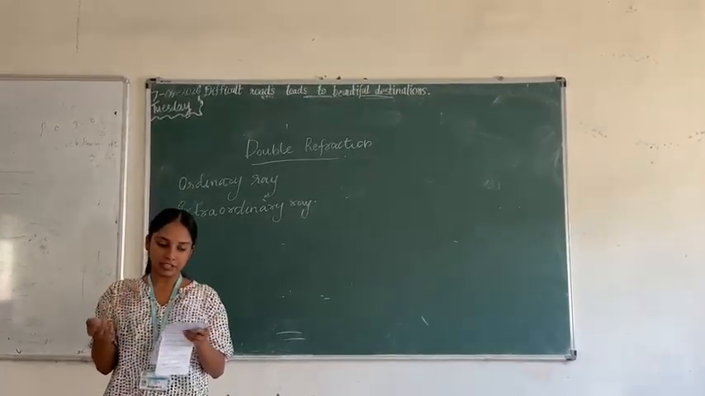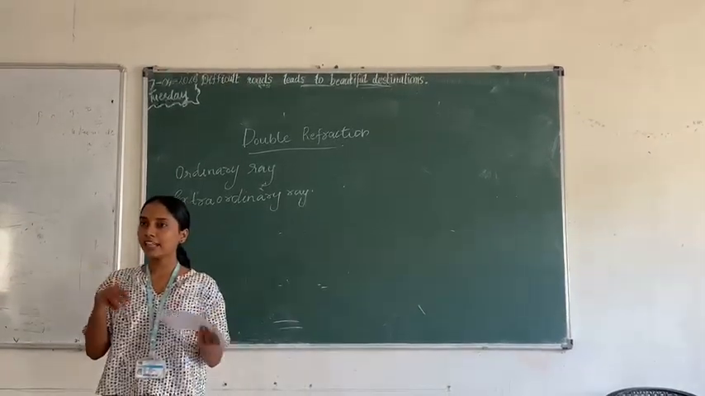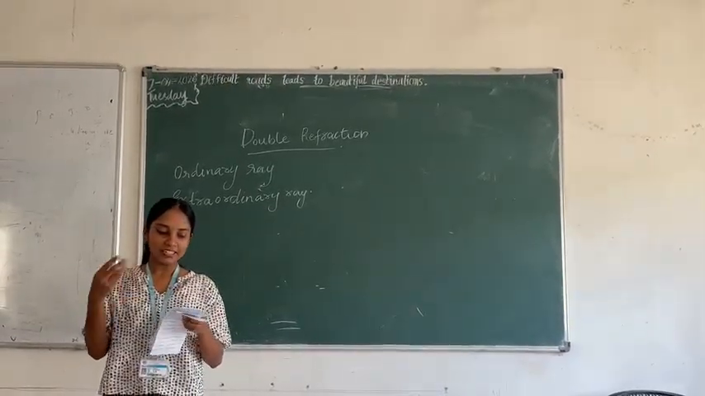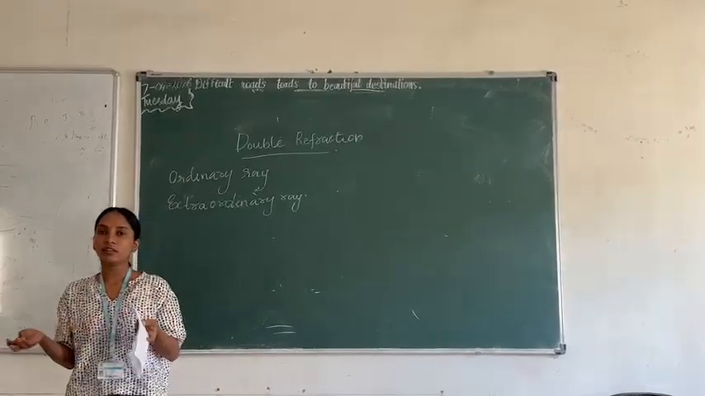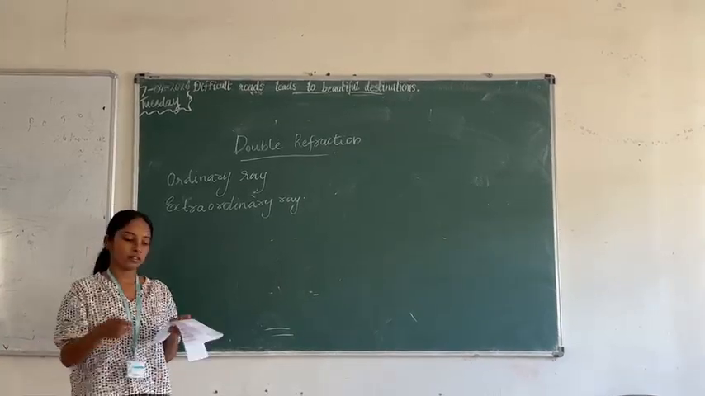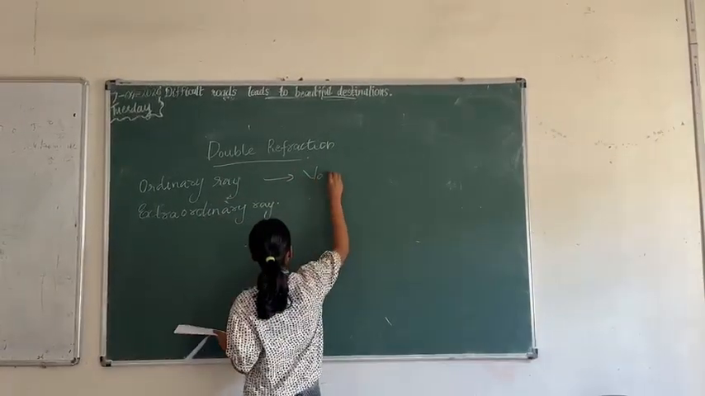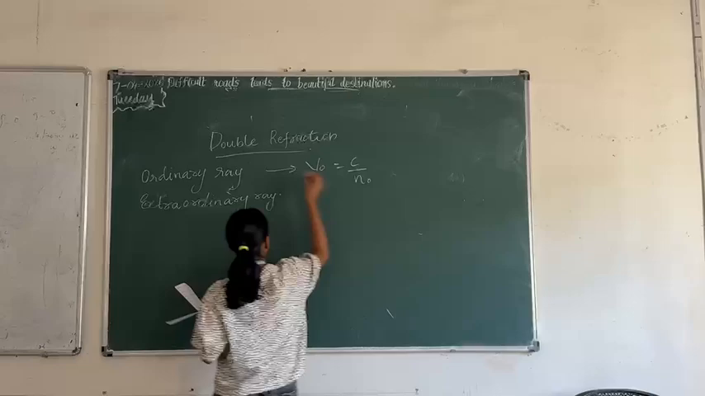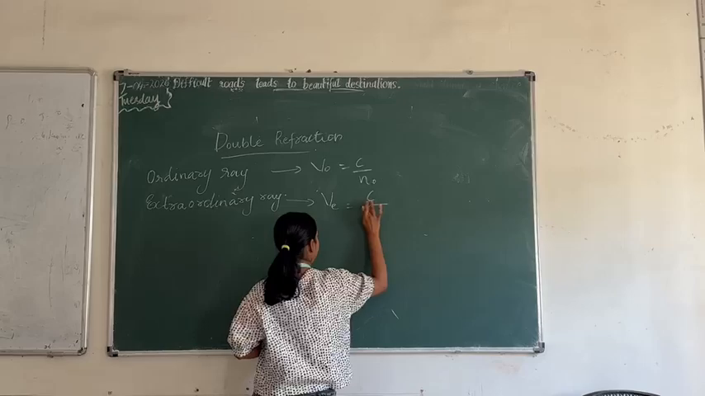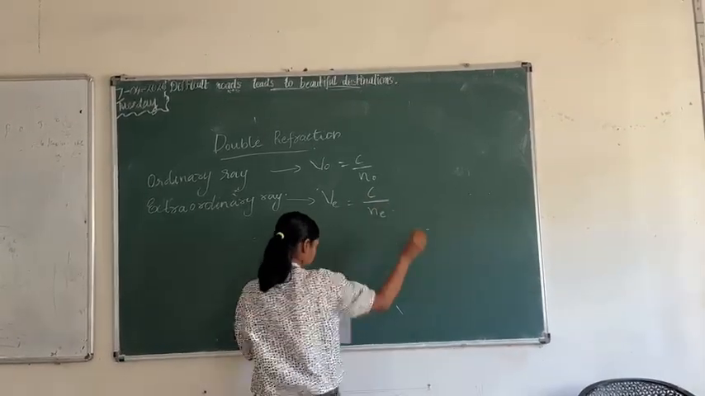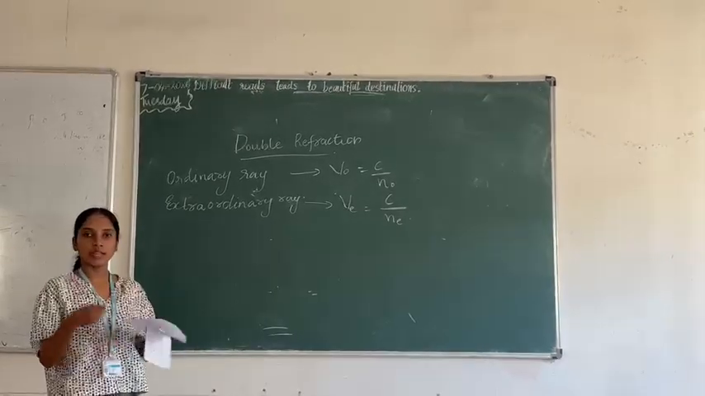in different directions. In an isotropic medium, the velocity of light is the same in all directions. But in anisotropic crystals, velocity depends on direction. So, the refractive index is different for the two rays. For an ordinary ray, the refractive index is n0 equal to c by v0, and for an extraordinary ray, ne is equal to c by ve. Since n0 is not equal to ne, the two rays are formed.